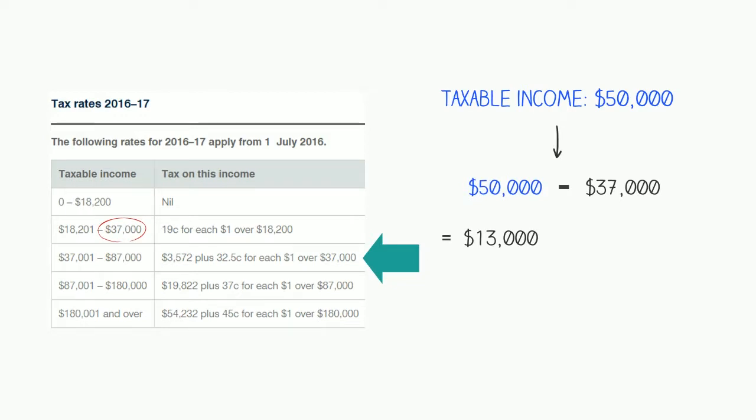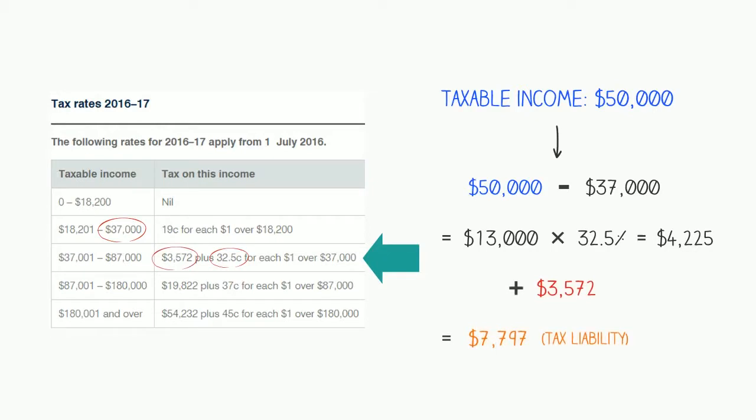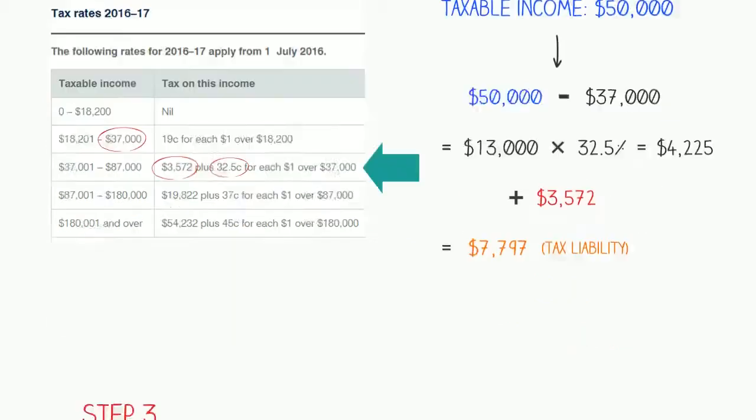You also apply the 32.5% tax rate mentioned in the table. And then all you do is add this to the $3,572 specified in the table. The resulting amount would form your tax liability.